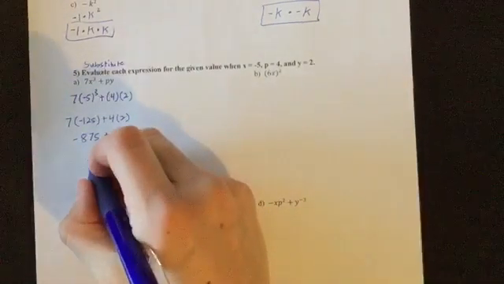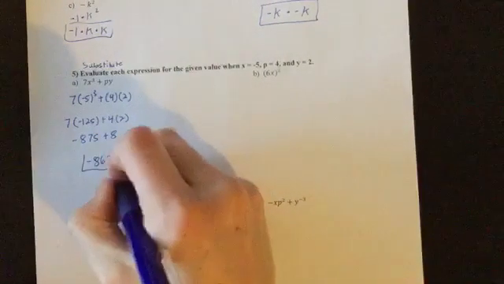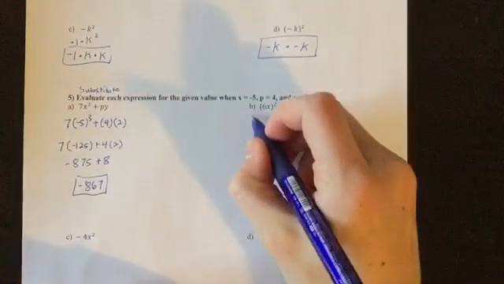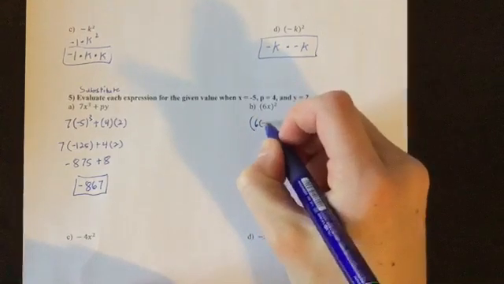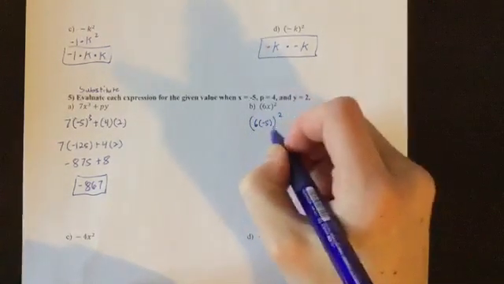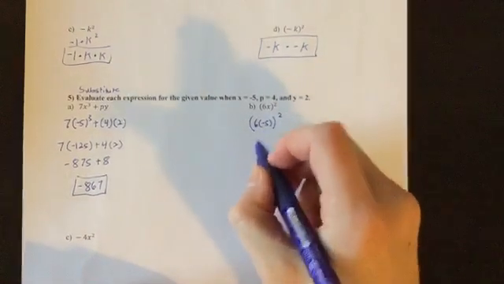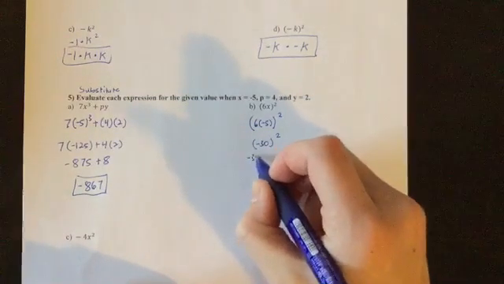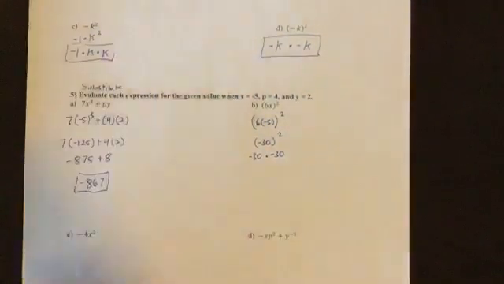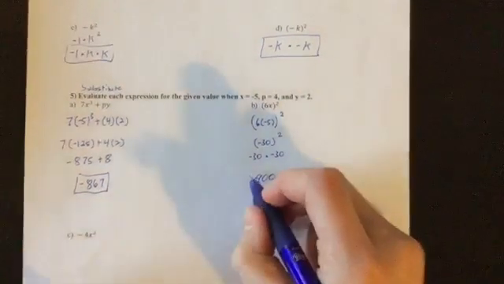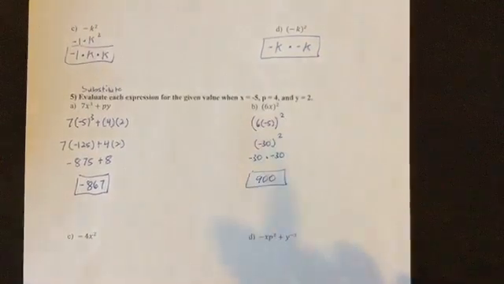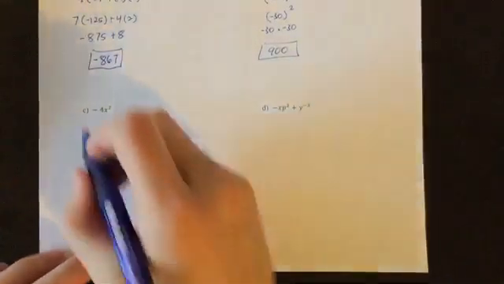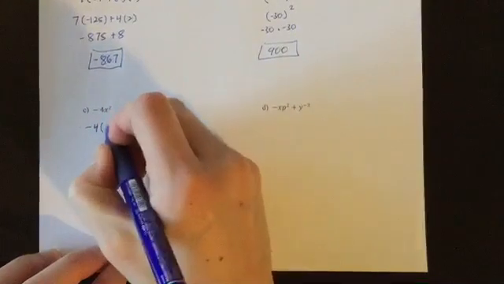Okay? So that'll be negative 867. On B, 6x squared, so I've got parenthesis, a 6. Now I substitute in for x. Parentheses first, we can simplify inside, which is negative 30. Negative 30 squared means negative 30 times negative 30, which is going to be positive 900. Okay. On C, we've got a negative 4 and then x squared.